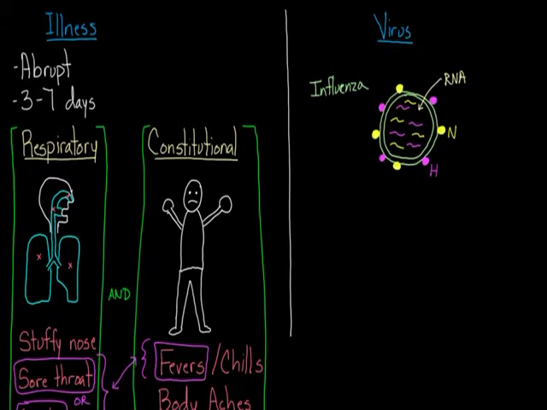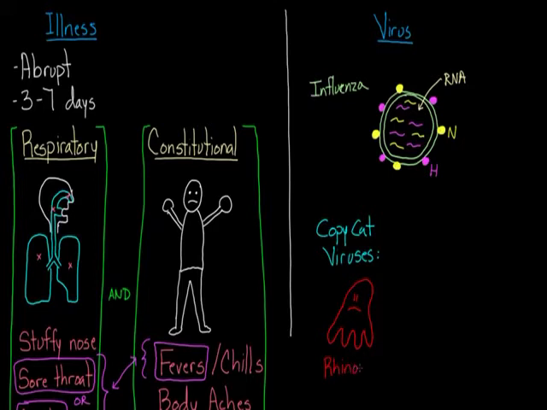But not always, and this is an important concept. There are, believe it or not, some of these little copycat viruses. I'm going to draw a couple of copycat viruses here for you. There are actually more than two, but we're just going to talk about two of them. I'm not going to draw them accurately; this is just a visual representation to show you what they are and write up their names. One is called rhinovirus. You may be aware that rhino means nose, and rhinovirus loves to infect the nose, which is why it's called rhinovirus.